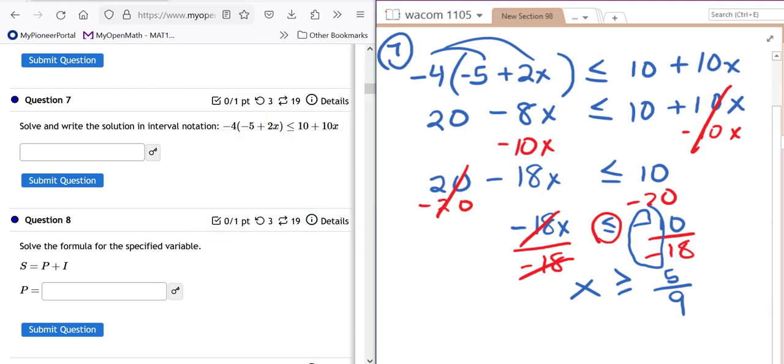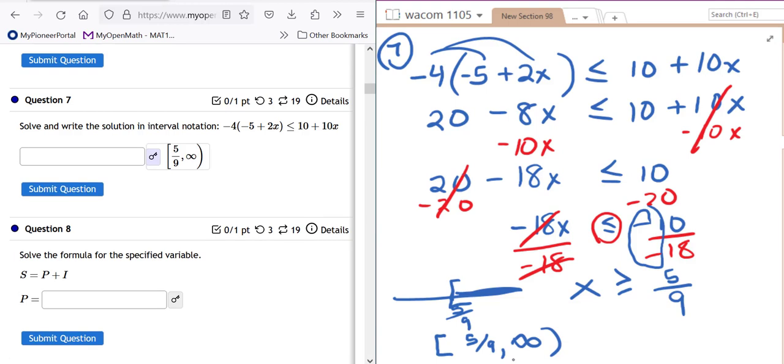All right, they want interval notation for the answer. This time we're bigger than or equal to, and you can draw a little graph if you want. 5/9 is your point, and bigger is over here. And this will be a bracket this time, or closed circle. And so your interval notation will be 5/9 to infinity. Has to be in that order. There we go. And it has to have a bracket, because of the equals underneath.